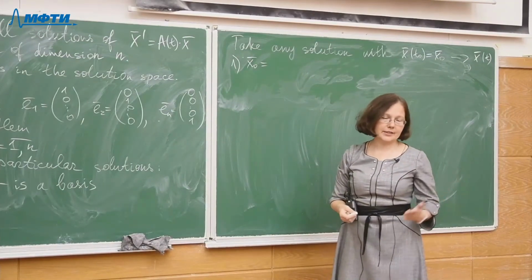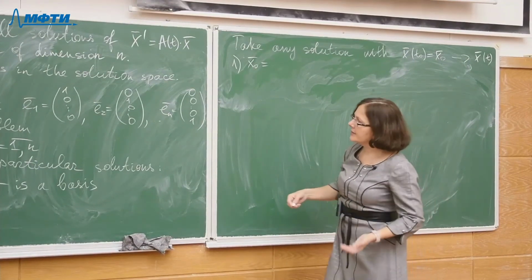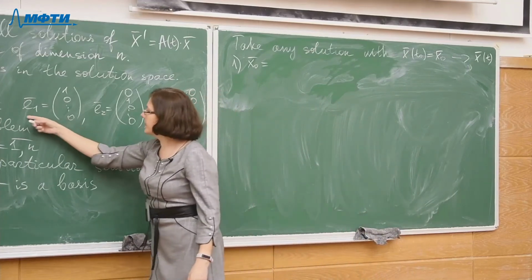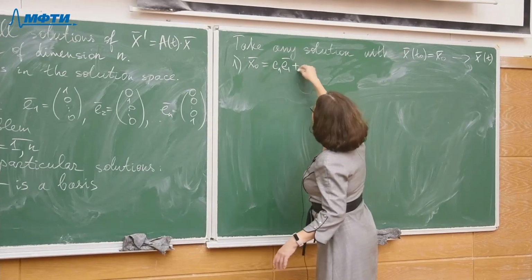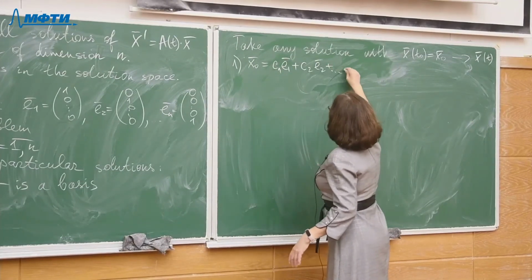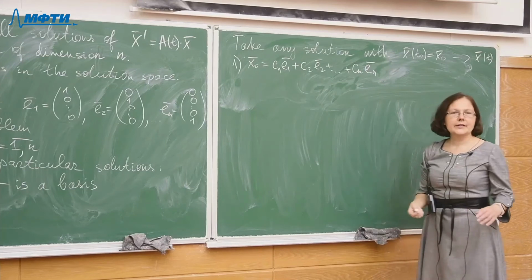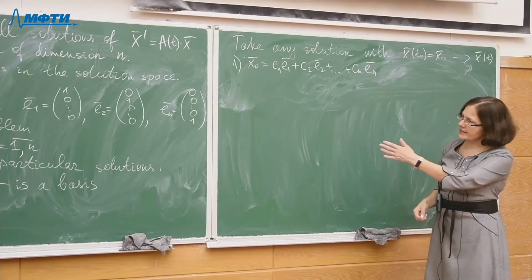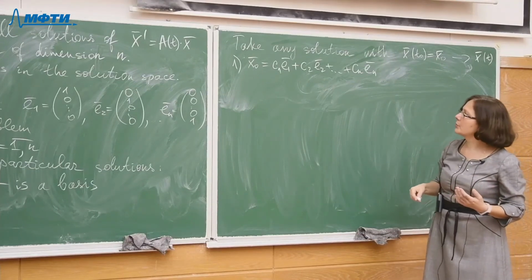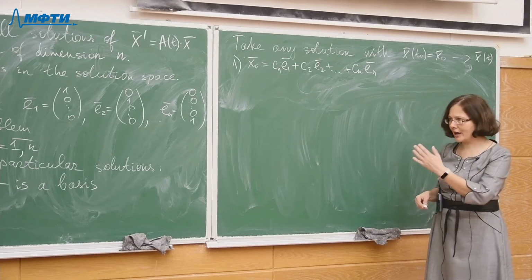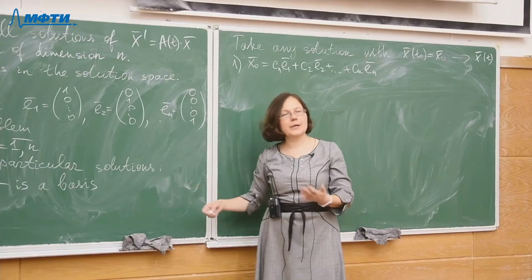x0 is any vector. It doesn't depend on t. It is a fixed vector, and it can be represented as a linear combination of these basis vectors. So it is c1 e1 plus c2 e2 plus cn en, since e1, e2, and so on, en form a basis in Rn. So there exist constants. This is the part of the proof. I'd like to show that any solution can be represented as a linear combination of basis vectors.